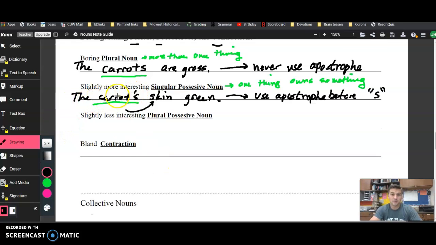All right, so that right there is a singular possessive noun, right? It's a noun, it's singular. The carrot, one singular carrot, is possessing skin. All right, now let's go to here. If we're talking about a slightly less interesting plural possessive noun, the only thing that's changed between these two is that now we have plural here. And you obviously know that the word plural means more than one.